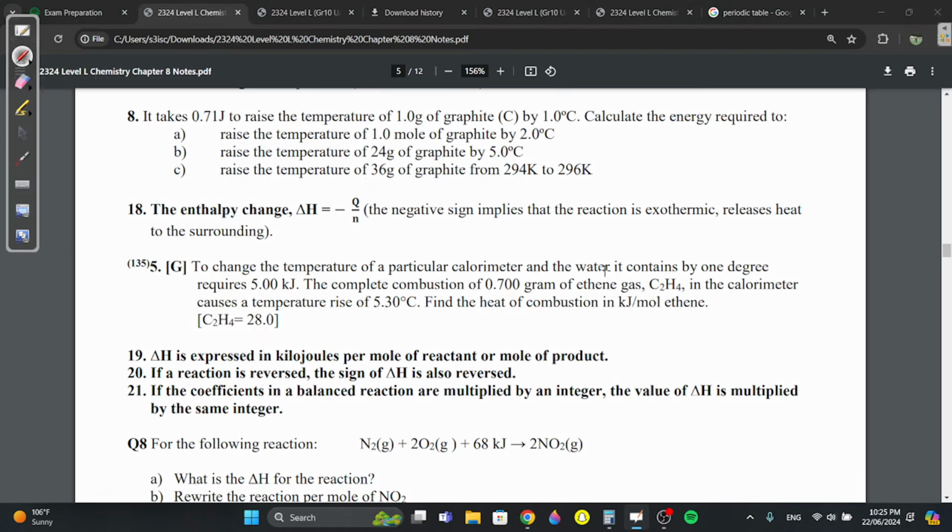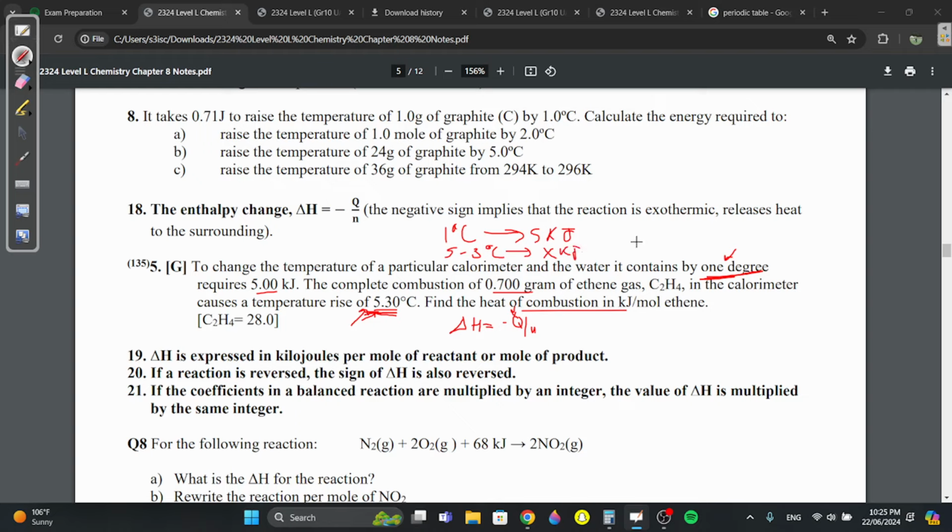Hold up. Sorry. They gave us the Q for 1 degree Celsius. For 1 degree Celsius, the Q is 5 kilojoules, and I didn't see the 5.3 degrees Celsius. They said 0.7 grams will cause 5.3 degrees Celsius. Find the heat of combustion for this 5.3 degrees Celsius. We said it's minus Q over N. And the energy will change depending on how much the temperature rises, right? So for 1 degree Celsius it's 5 kilojoules. Can I find out how much this is for 5.3 degrees? Yes, I can. All I do is cross multiply, x kilojoules.